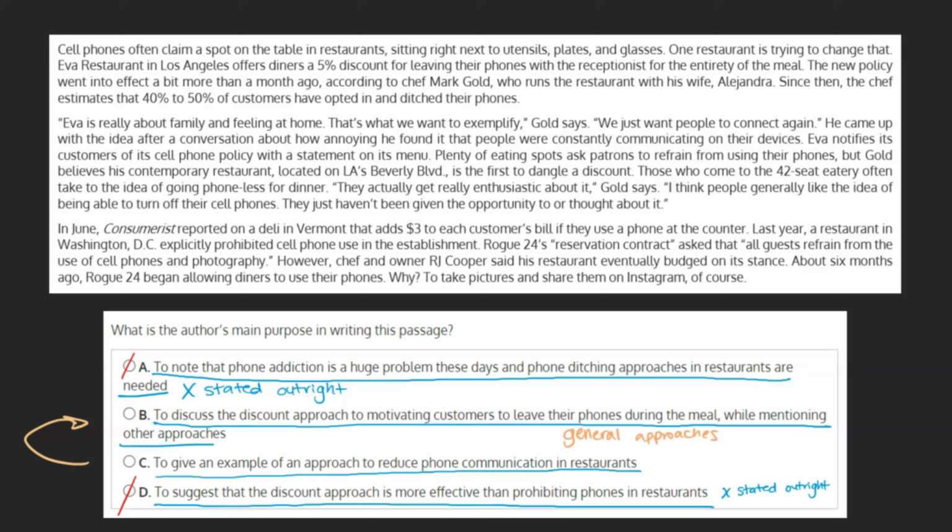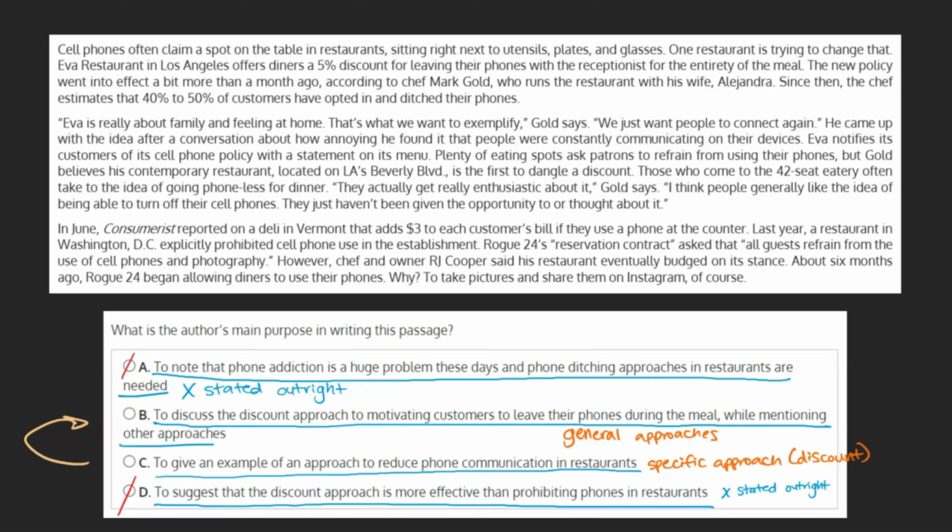Choice B talks in general about different approaches used to motivate customers to leave their phones, including a discount, and choice C talks specifically about the discount. We see that the passage does discuss other approaches, like choice B suggests.